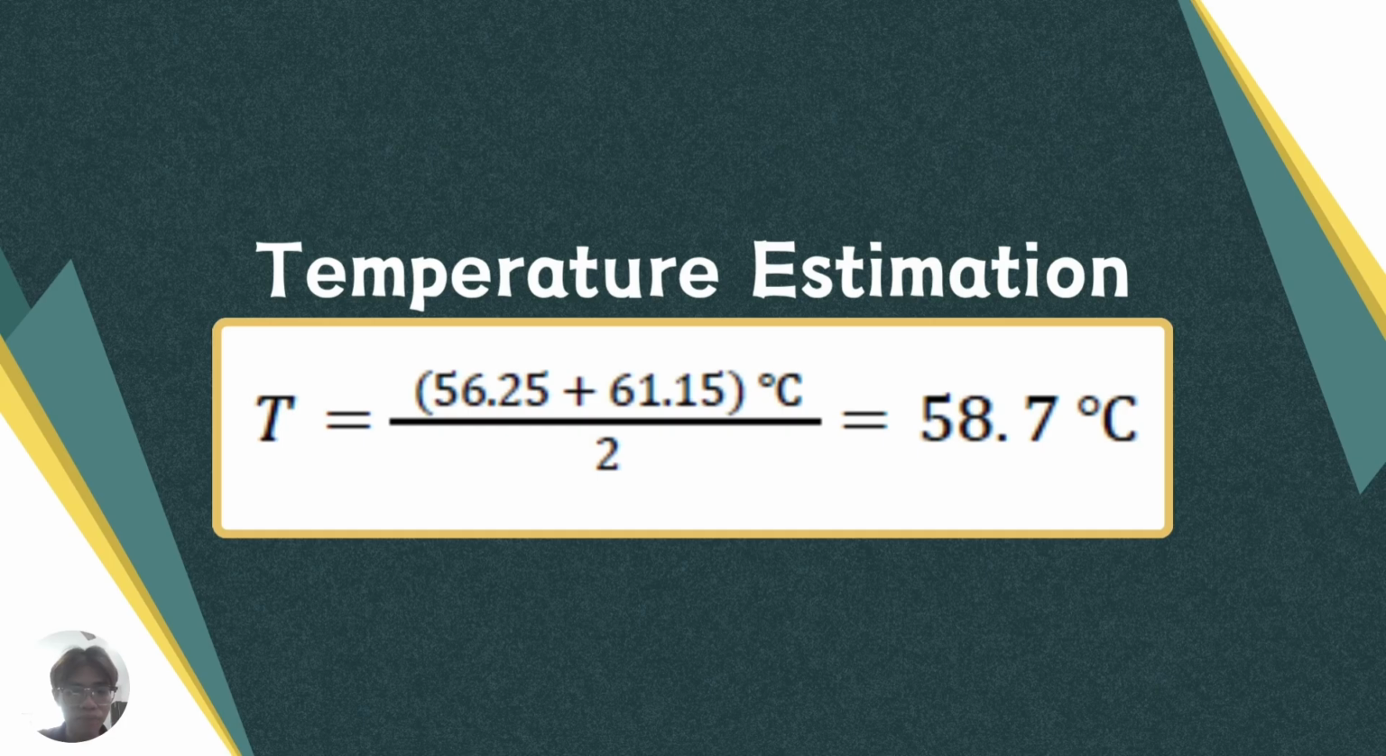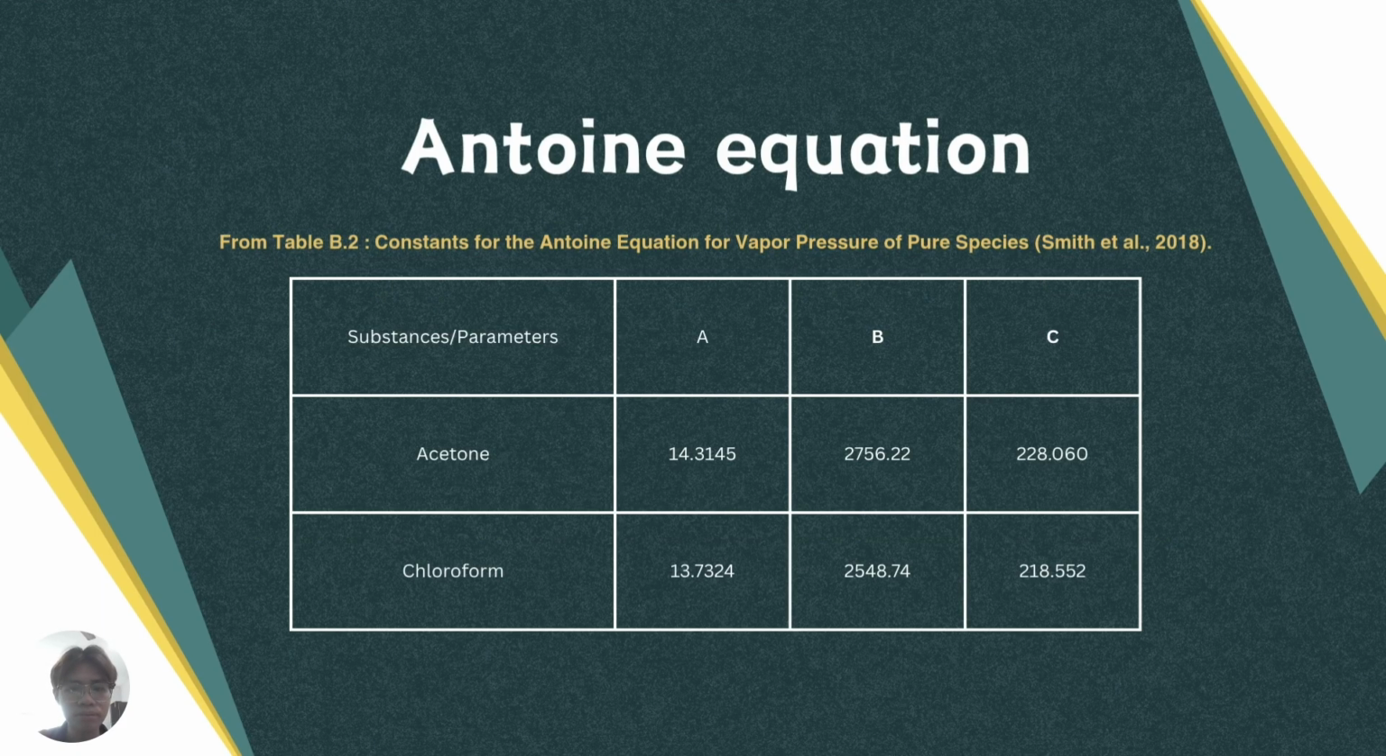For this calculation, we take the average of the boiling points for both substances, which is 56.25 plus 61.15 degrees Celsius divided by 2, and we get 58.7 degrees Celsius for the outlet streams. Endpoints equations. The tables here show the detailed coefficients for the endpoints calculation later.